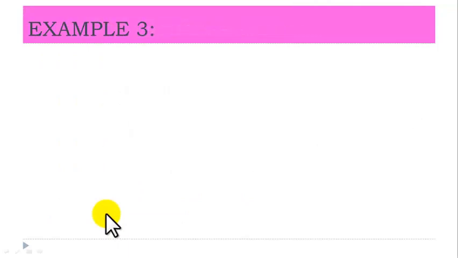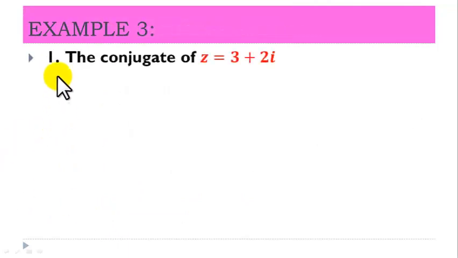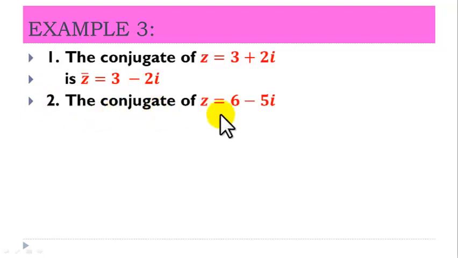Example 3. 1. The conjugate of z equal to 3 plus 2i is bar z equal to 3 minus 2i. The plus sign is changed to minus. 2. The conjugate of the complex number z equal to 6 minus 5i is bar z equal to 6 plus 5i. The minus sign is changed to plus.